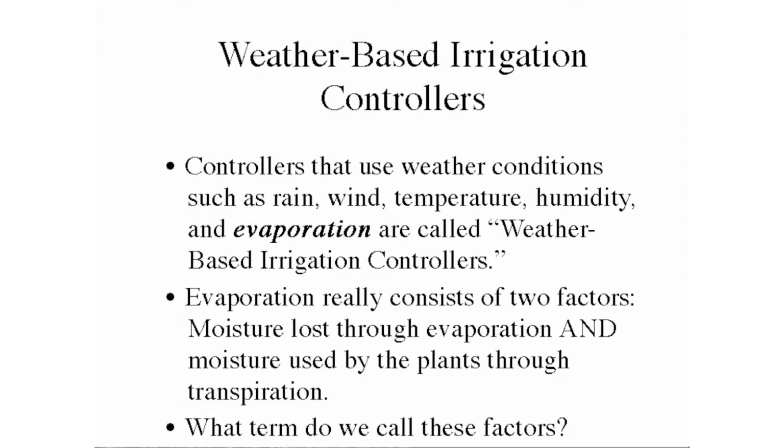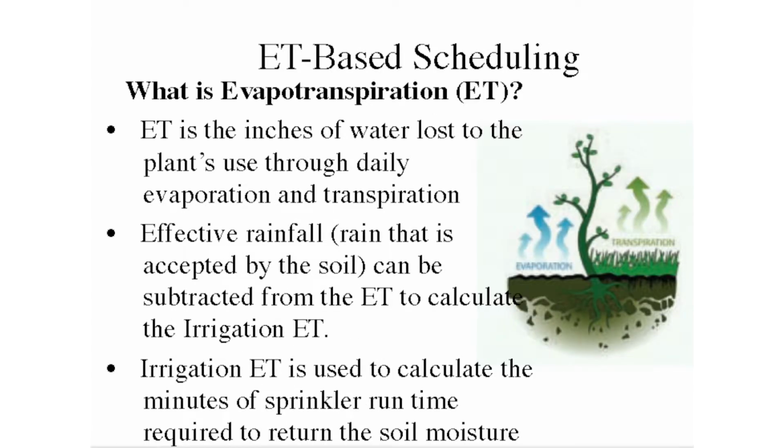So what is ET? It's basically converting inches of water lost through the plant, and that's how we're going to translate that for the controller. We want to include in there rainfall, irrigation from the skies.